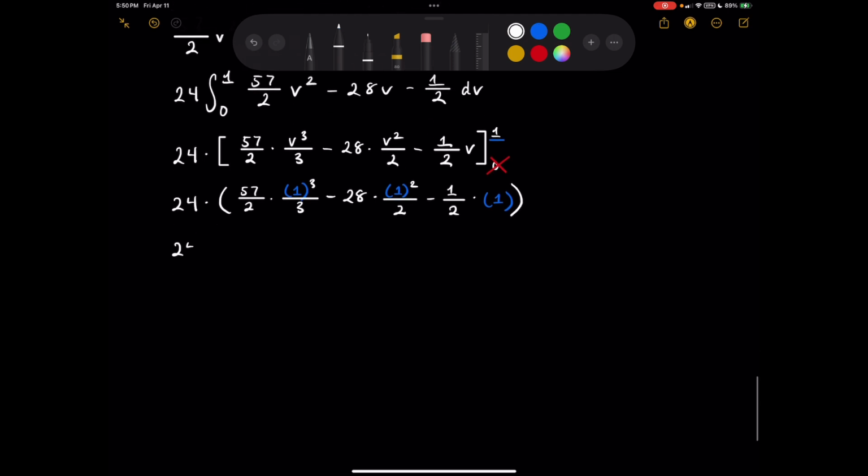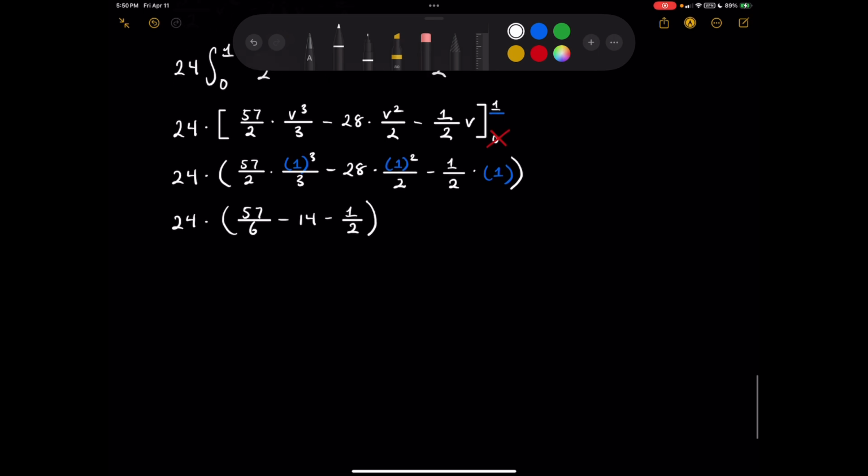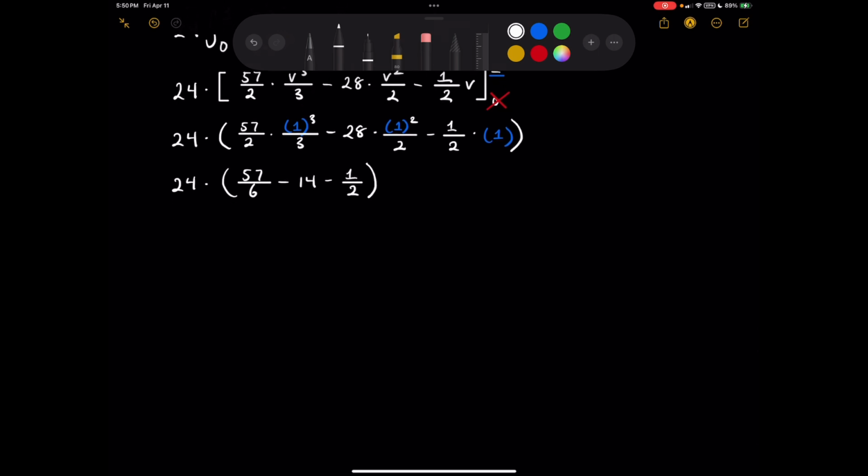This will be 24 times 57. This is 1/3, right? So just multiply the denominator. 57 over 6 minus 1 squared is 1. 28 times 1/2, that's just 14. And then minus a 1/2. And now we can just combine those terms in the middle there.